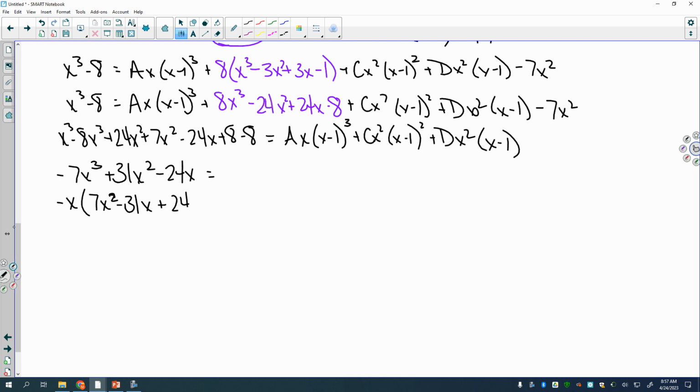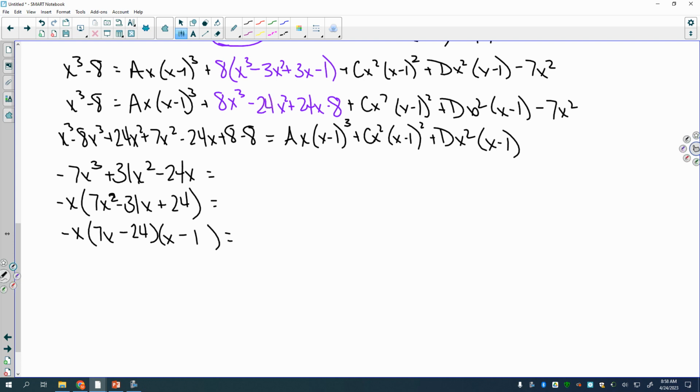So I factor out a negative x. I will take, and this quantity will factor. And I'm looking for two things that work with that 7. It happens to be that it is a minus 1 and a minus 24. So it's like that.